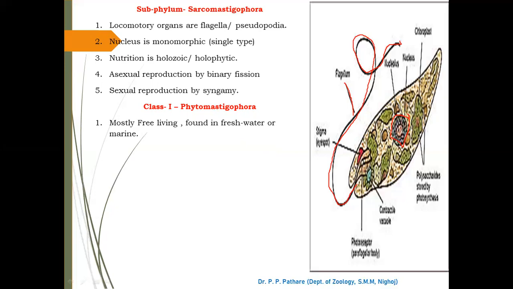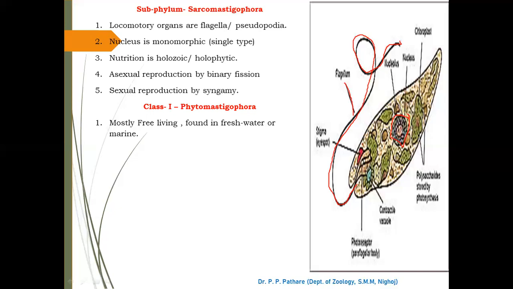So it is necessary to study some classes. In this lecture, I will explain only two classes of Sarcomastigophora. Actually, the Sarcomastigophorans show 3 to 4 classes, but as per your syllabus, I will explain any two classes. So first, class one, Phytomastigophora. Let us study the class Phytomastigophora.